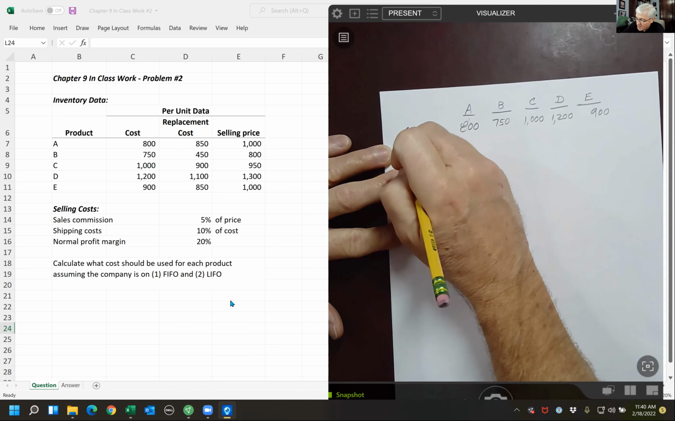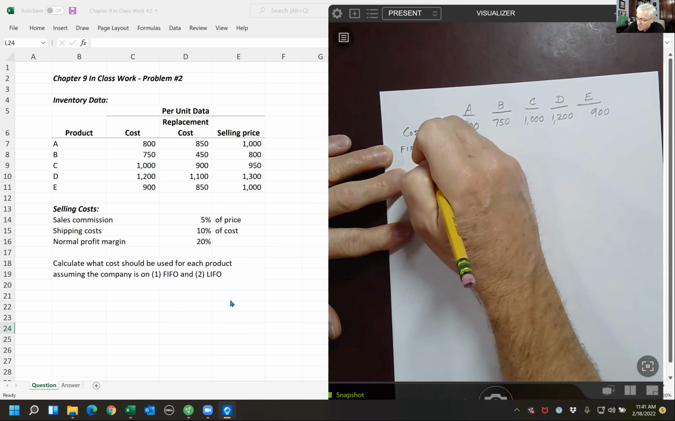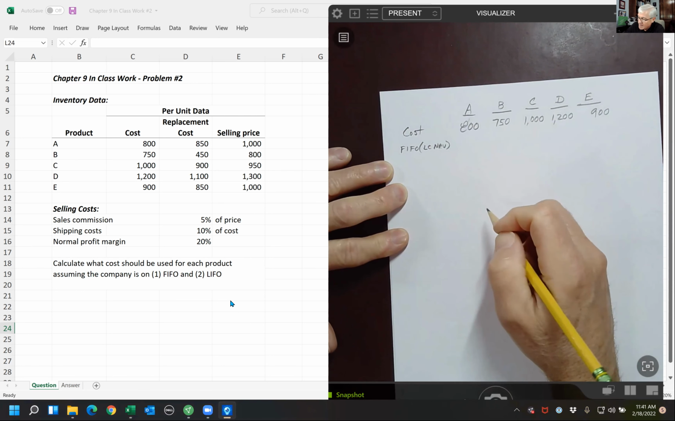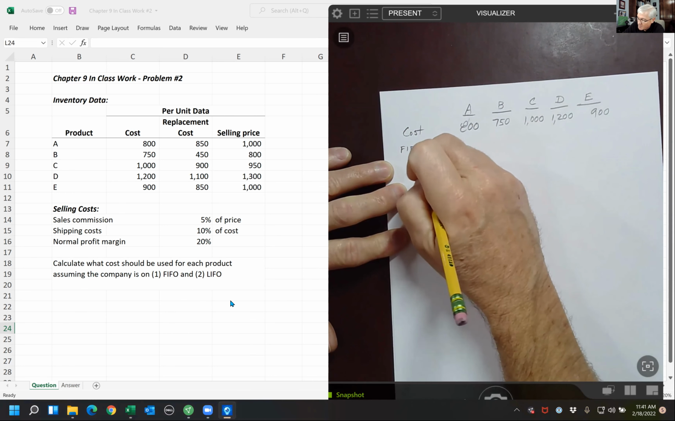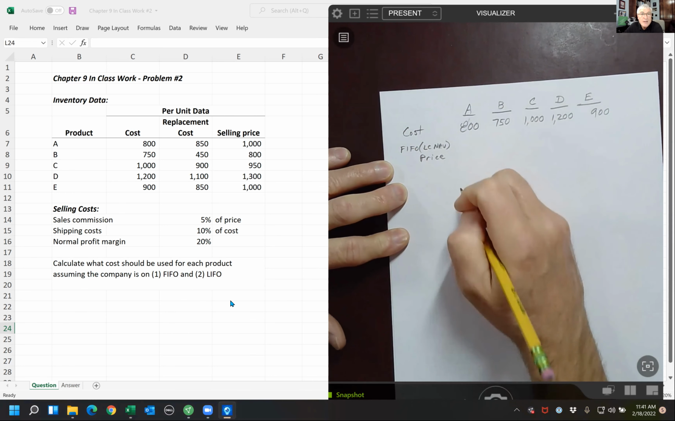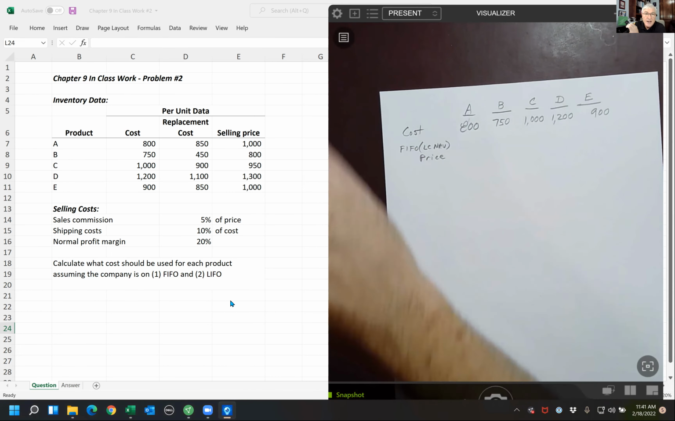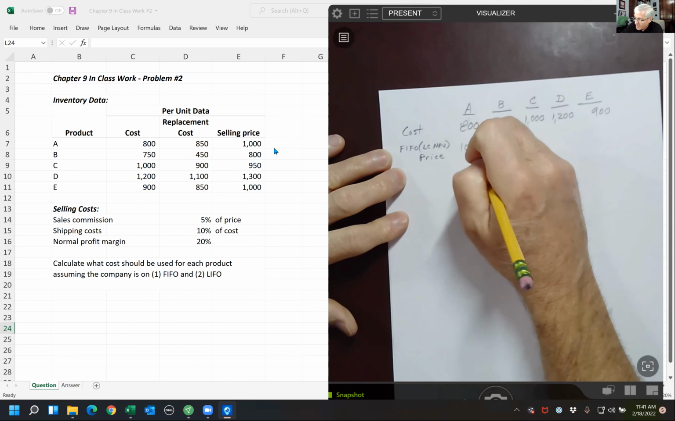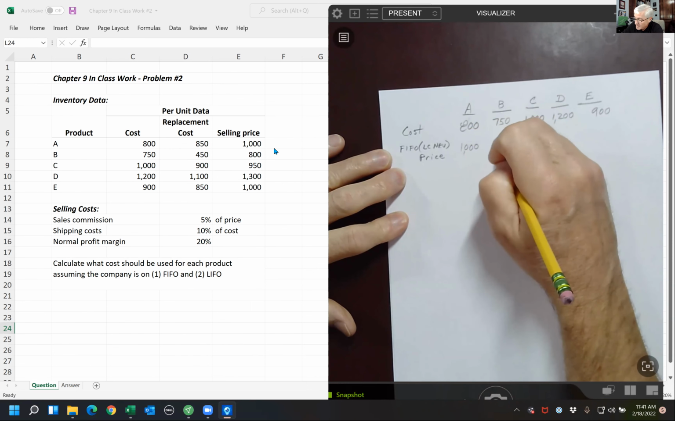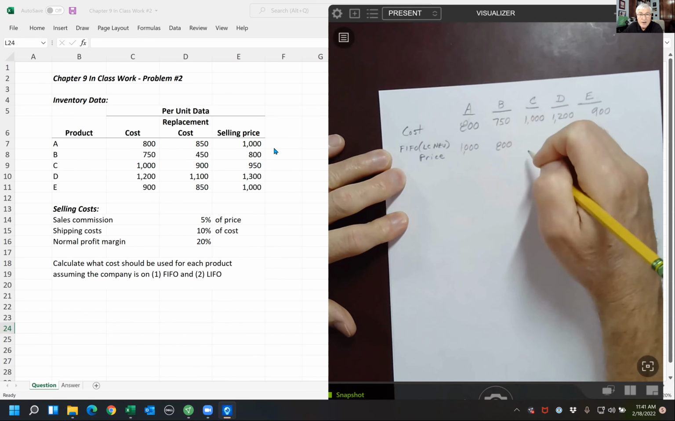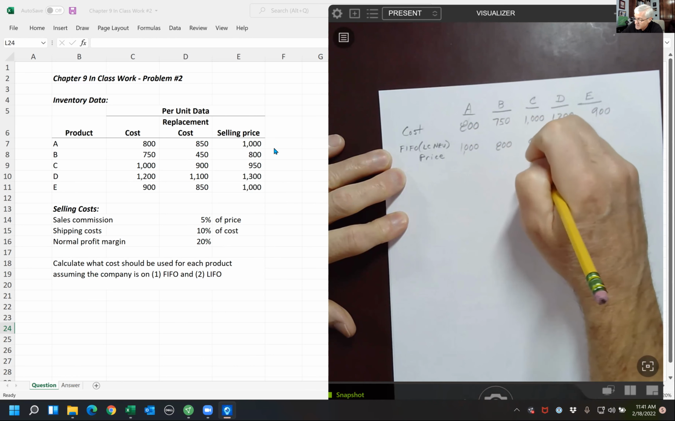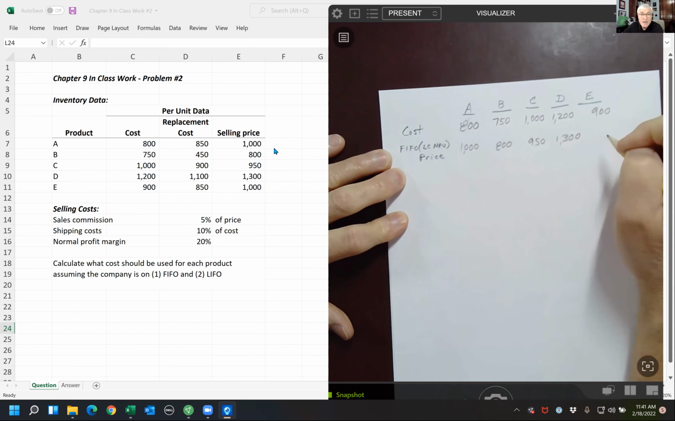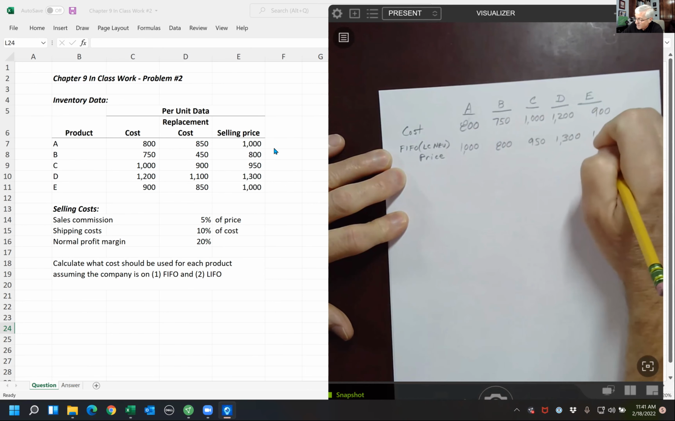We'll do FIFO first, which is lower of cost or net realizable value. And so let's go calculate net realizable value, which starts with the price. And we have these over here in the third column, right here. Price is 1,000, 800, 950, 1,300, and 1,000.